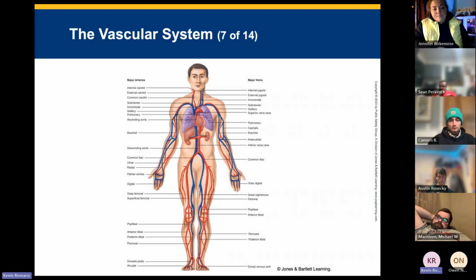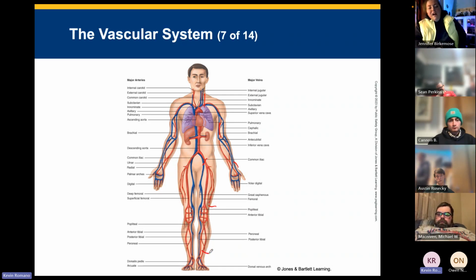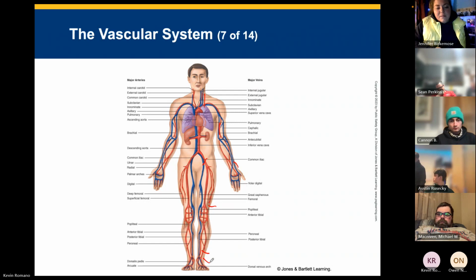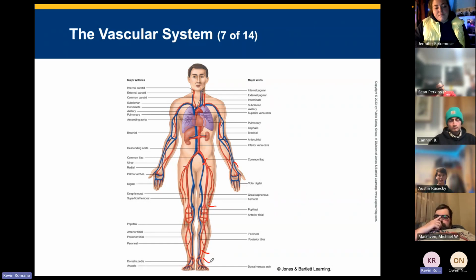As far as pulses go, remember that we have carotid pulses, right? We have brachial, radial, femoral, popliteal, tibial, and dorsalis pedis. Those are all different pulse locations you should be familiar with for arteries.